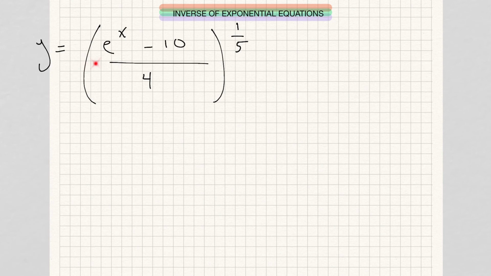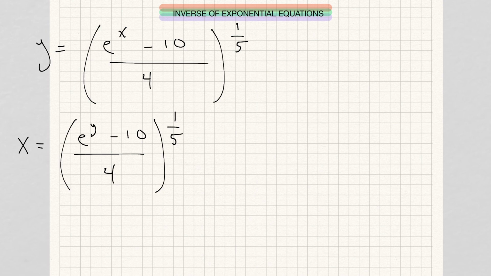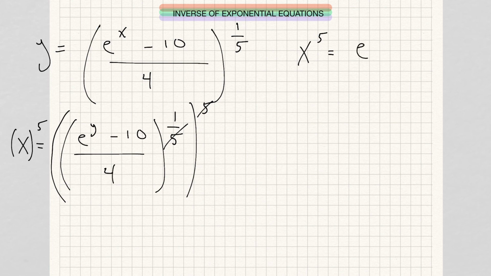Okay, last problem here, we have y equals e to the x minus 10 over 4, all being raised to the 1/5 power. Once again, first thing you want to do when you're inverting is swap out x and y. So what we now have is x equals e raised to the y power minus 10 over 4, all that being raised to the 1/5 power. All right, now what we want to do, once again, is solve for y. First thing we're going to do is raise everything on both sides to the 5th power. That's going to cancel this out here. So we have x raised to the 5th power equals e raised to the y minus 10 over 4.